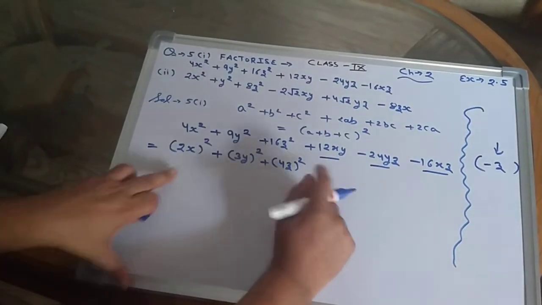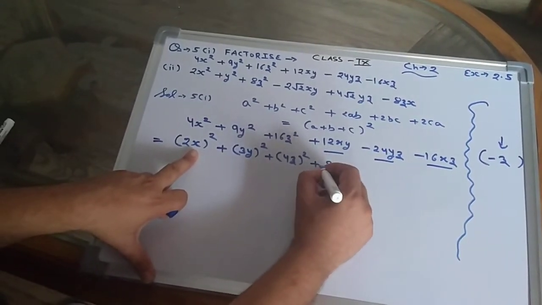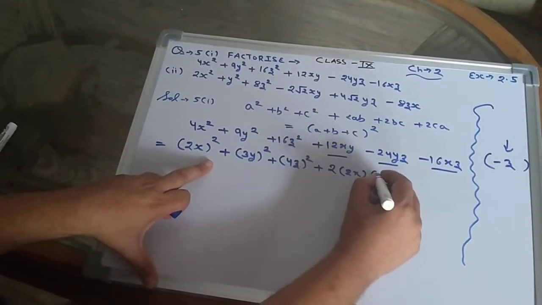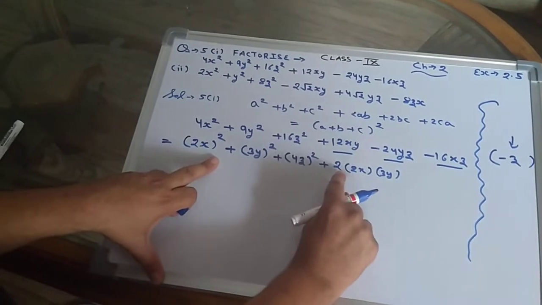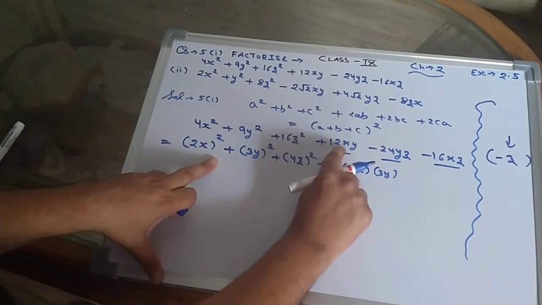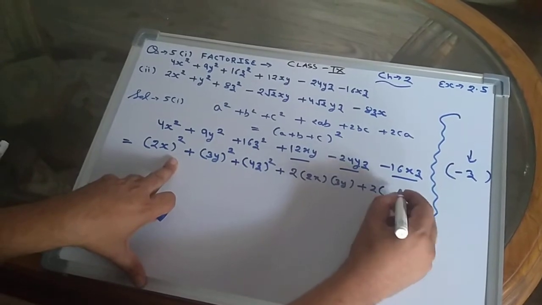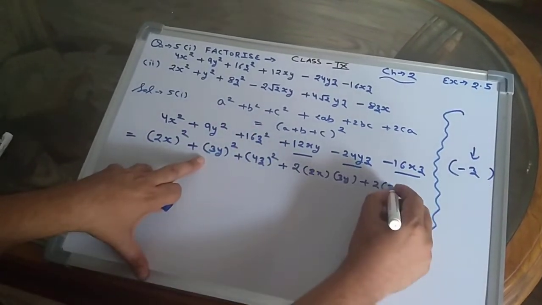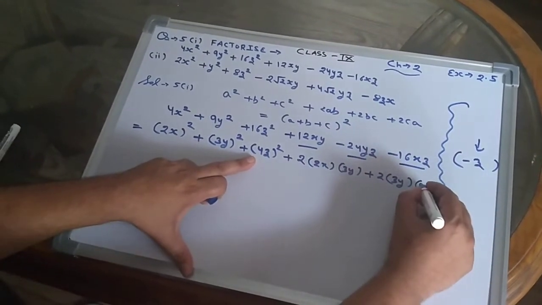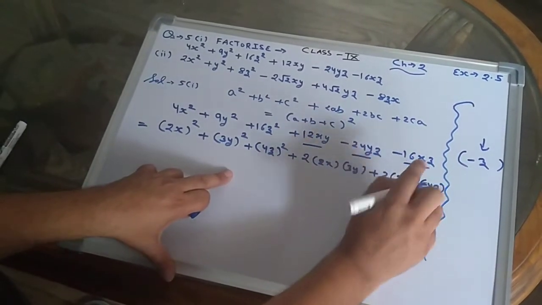Now write the formula. A square plus b square plus c square is equal to 2ab. A is our 2x and b is our 3y. You can easily see that 2 into 2, 4, 4 into 3, 12, 12xy. This comes out like this. Next, plus 2bc. B is our 3y and c is our z, which I marked as minus, so I can write this as minus 4z. And the last point is minus 16xz.